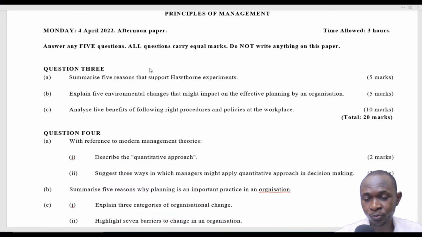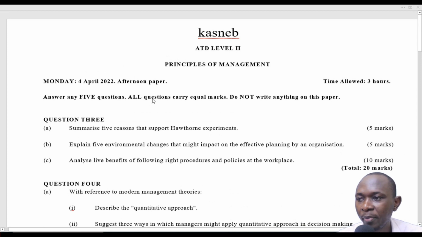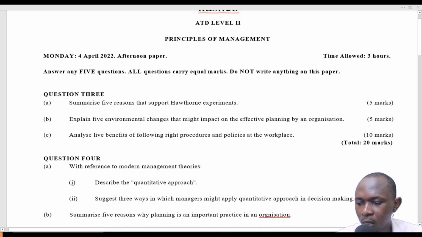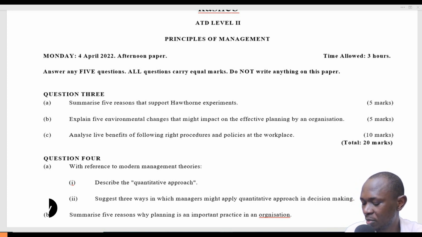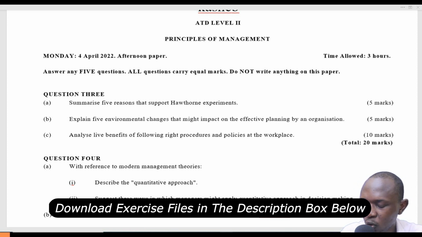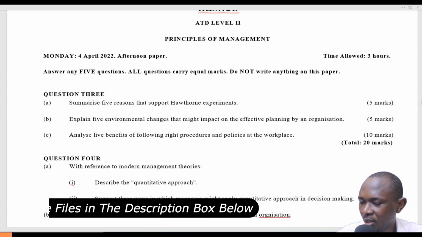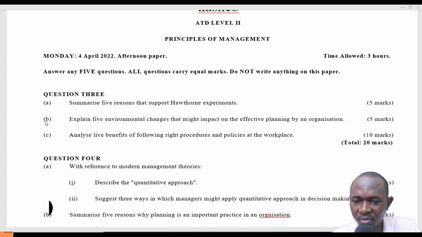So welcome. We are going to discuss question 3 of the April 2022 paper, Principles of Management. Question 3: summarize 5 reasons that support Hawthorne experiments. Now, what are these Hawthorne experiments?